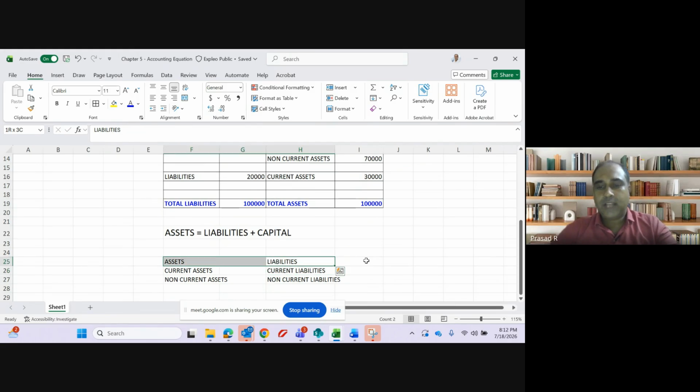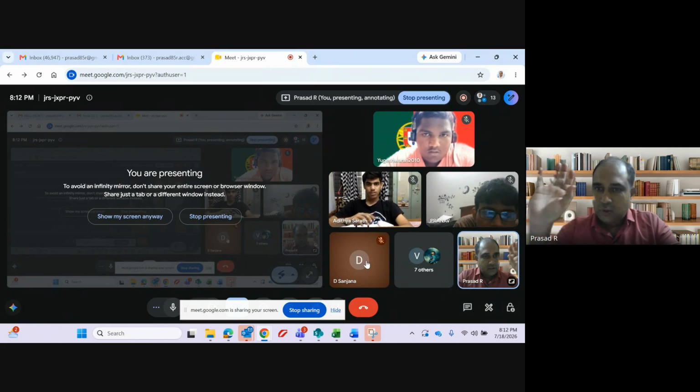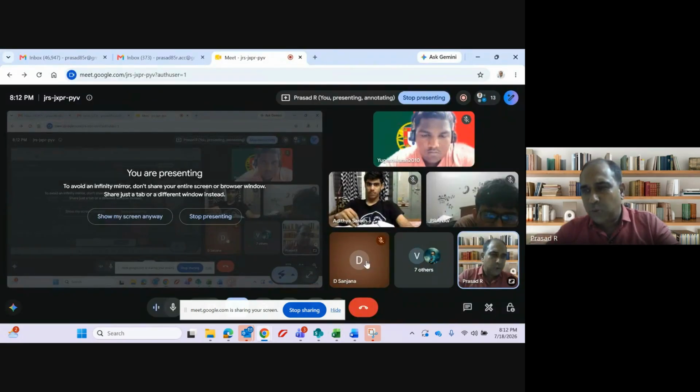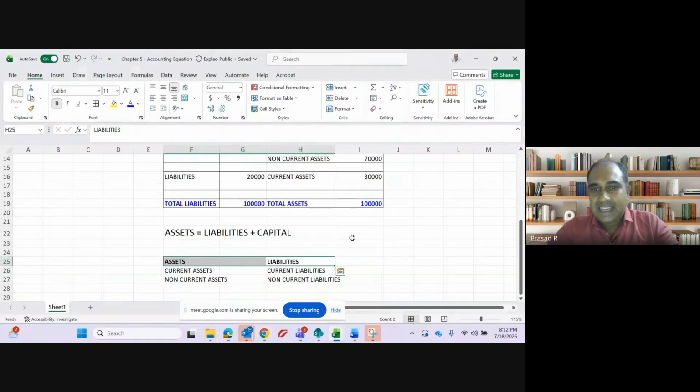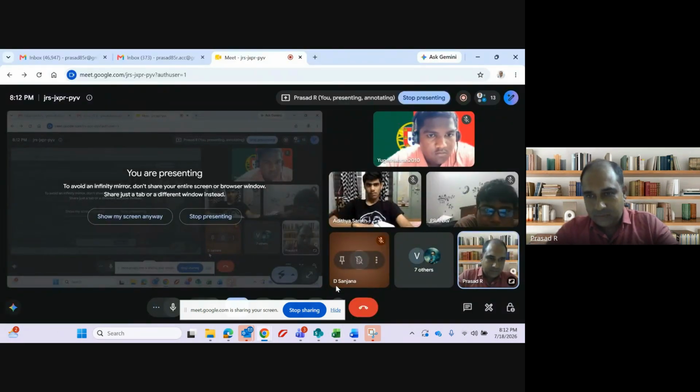Liabilities also can be of two types. Current means I have to pay within 1 year. Non-current means I have to pay after 1 year. Okay. Don't think too much. I'm just giving too much detail so that from day one your concept is clear. Clear? How assets equal liabilities plus capital originated, I am giving the concept.